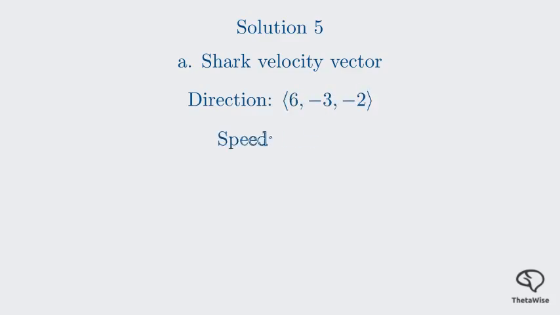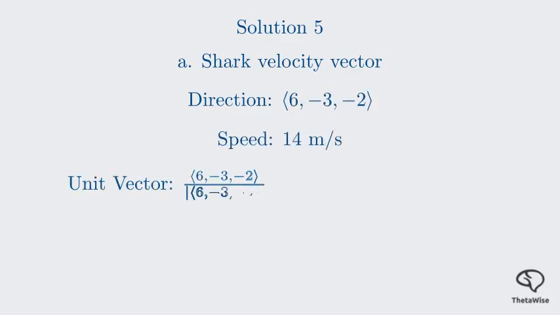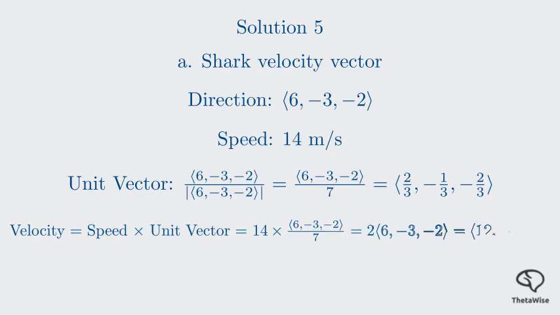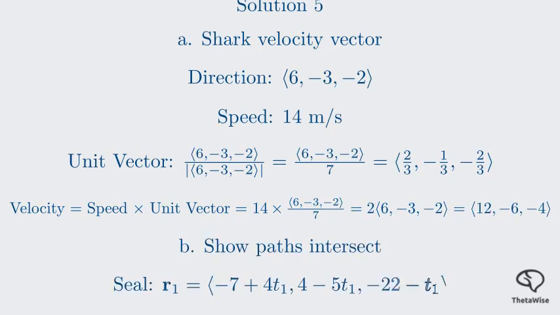Part A asks for the shark's velocity vector. We're given the direction vector, 6i minus 3j minus 2k, and the speed, 14 meters per second. First, we find the unit vector in that direction by dividing by its magnitude. Then we multiply this unit vector by the speed to get the velocity vector, which is 12i minus 6j minus 4k.